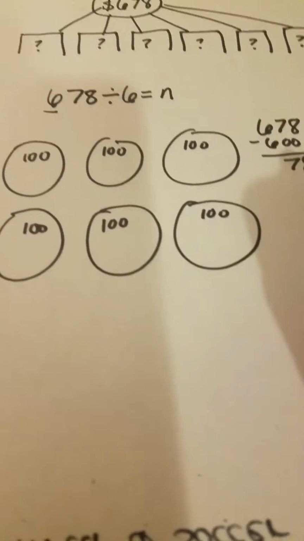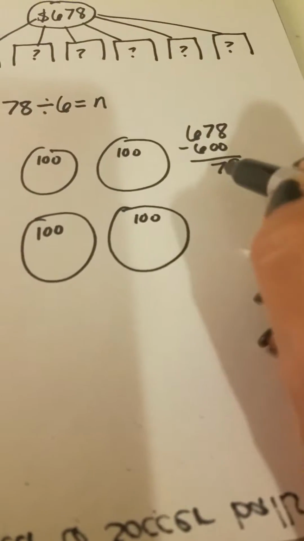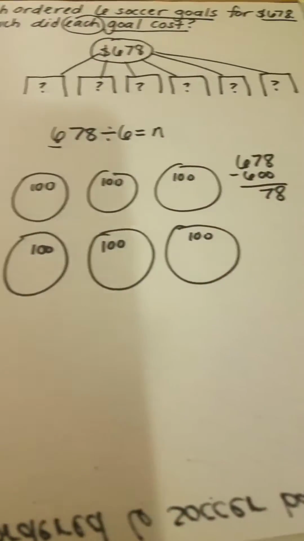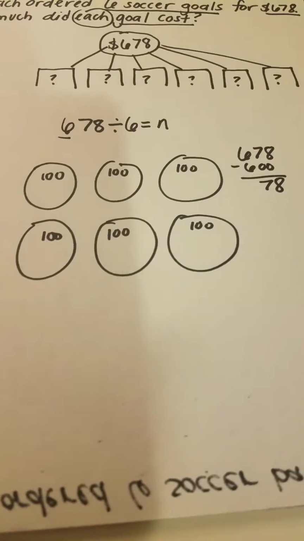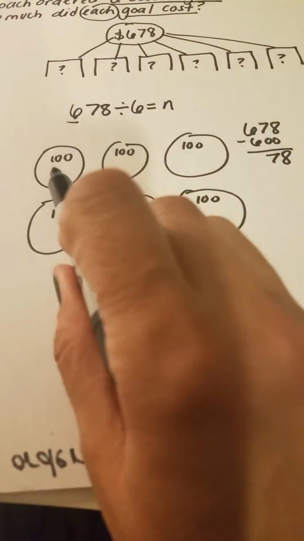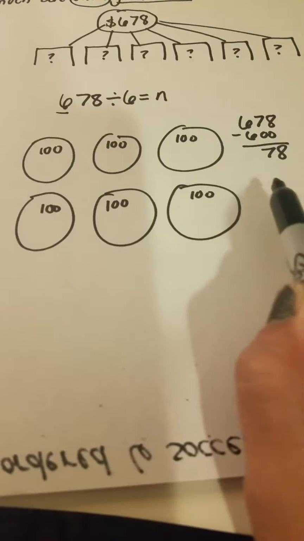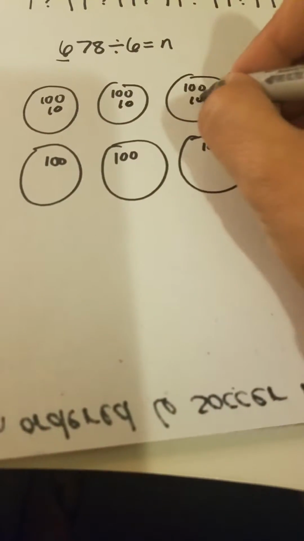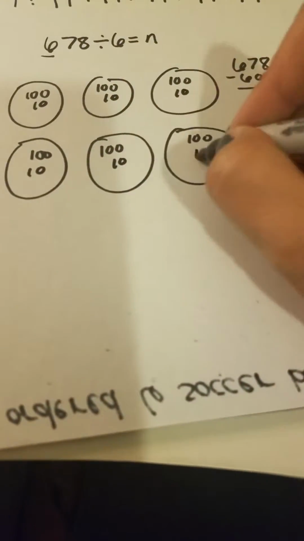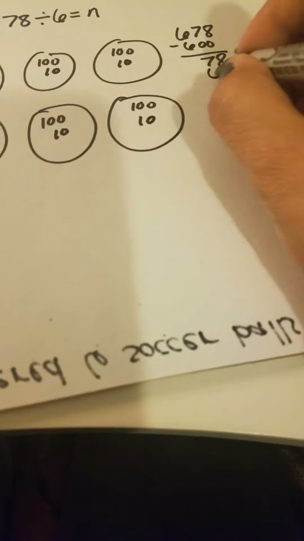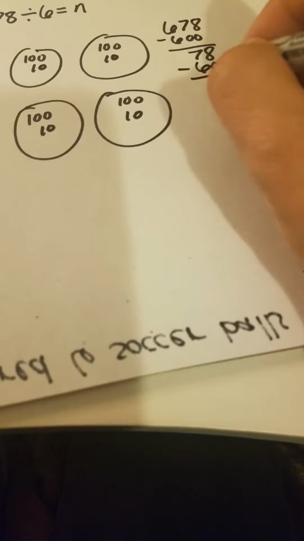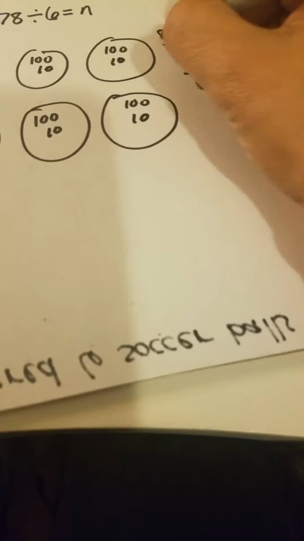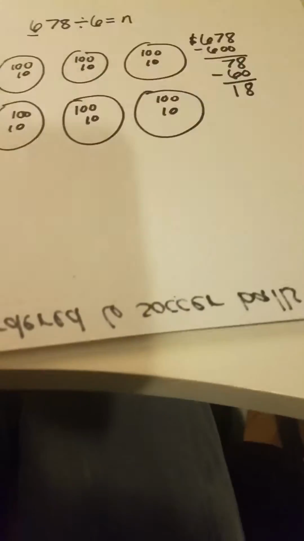Okay, so now again, I have to think, how can I break apart 78 equally into 6 groups? So now I'm thinking 10 might be good because 10, 6 times will be 60, and that's getting down to a lower number. So let's try 10, 10, 10, 10, 10, and 10, and again that equals 60. I'm going to take it away and see how much money is left. Remember, this represents money. So, ooh, now I have $18 left.